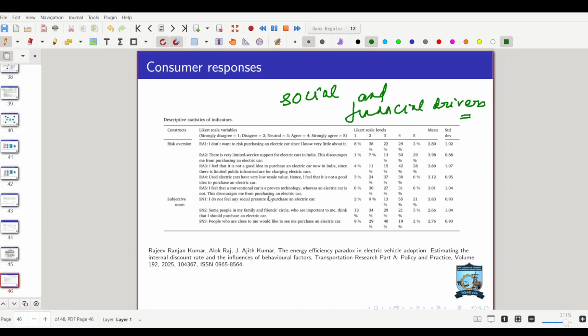Now, before going through all this, this is a research from Accelerate. They have taken some kind of survey regarding adoption of electric vehicles. So you see here, one such factor is risk aversion. "I don't want to risk purchasing an electric car since I know very little about it." And this is the biggest issue.